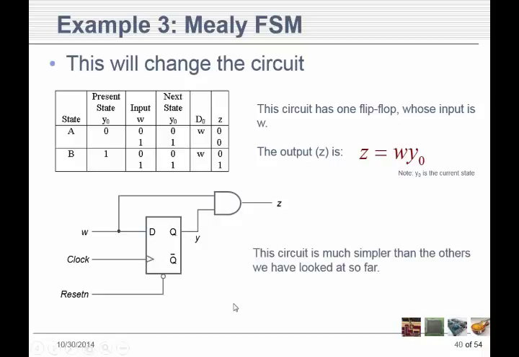Okay, so here's the circuit that we have for the Mealy. It is so much simpler than what we had before, right? This is all we need. One flip-flop, one D, here's W. So we connect W to the input. We have W also connected to the output with the output of this flip-flop ANDed together. That's it.